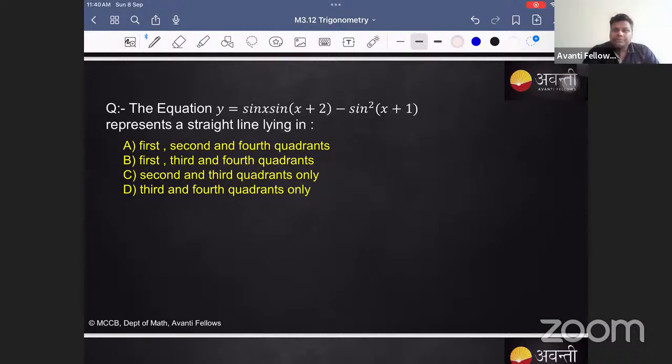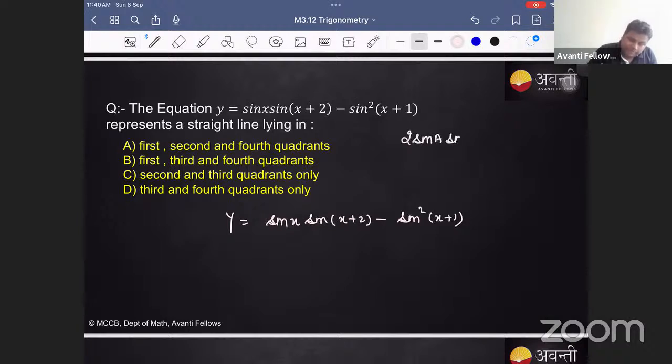Now, let's do it. The question is y equals sin x plus 2 minus sin square x plus 1. All right. So, first of all, the first formula which I am going to use is 2 sin A sin B, that is cos A minus B minus cos A plus B. Later on, we'll see if something else is required.